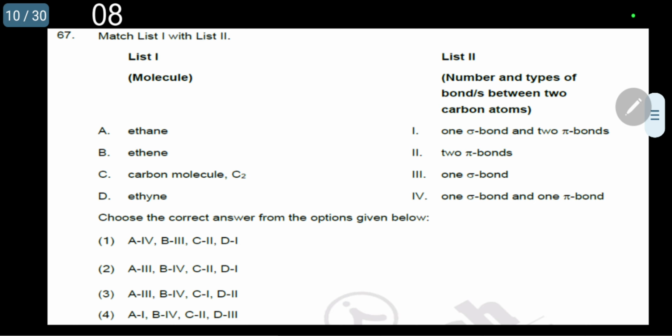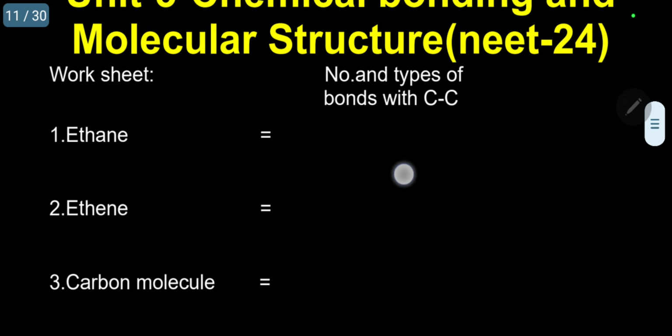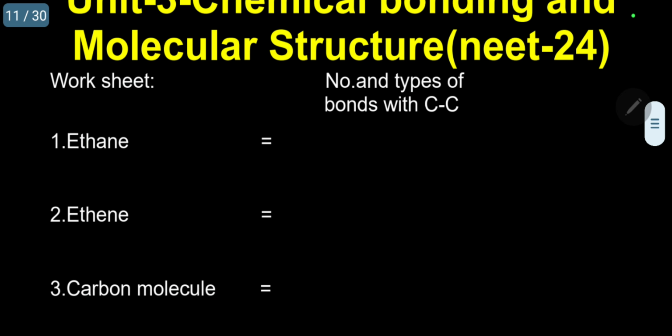So what you have to do? The options are given. If you look at the options, you will get confused. For that, you have to work it out. In what way? See my working method. So I am taking ethane first. Ethane means a carbon-carbon single bond. This is the structure.